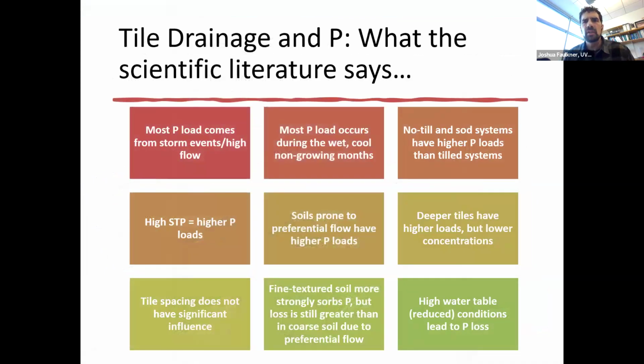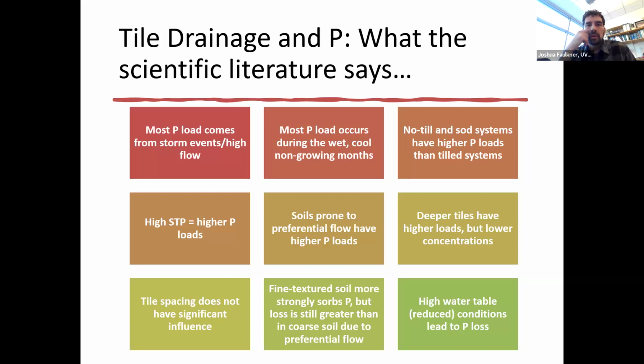So what does the scientific literature say about phosphorus and tile drainage? These are just a few, six or nine highlights, I think, that are key takeaways from the literature. Most phosphorus load comes from storm events and high flow, and we've seen that in Vermont as well in our work. In some cases, over 96% of the phosphorus is being transported during a storm event, not during a slow drain of the soil profile in between storms and in the springtime.